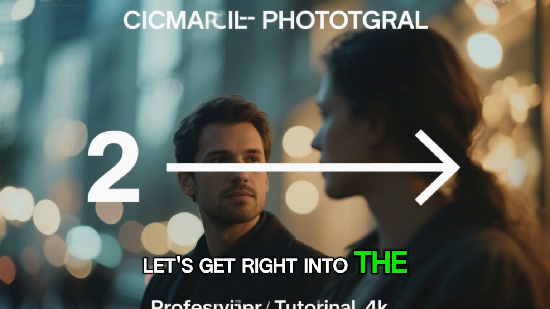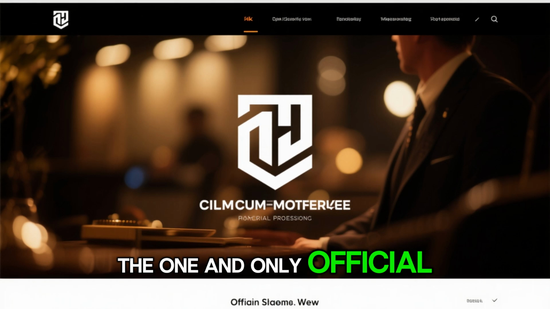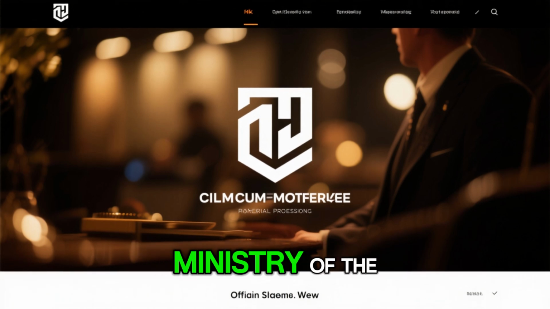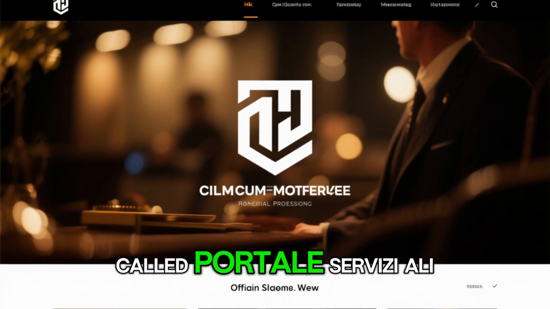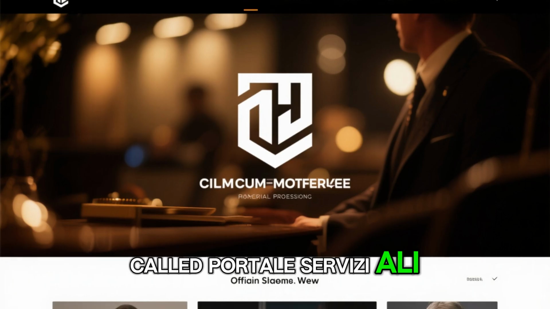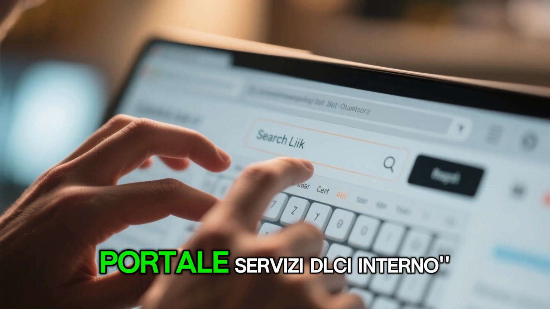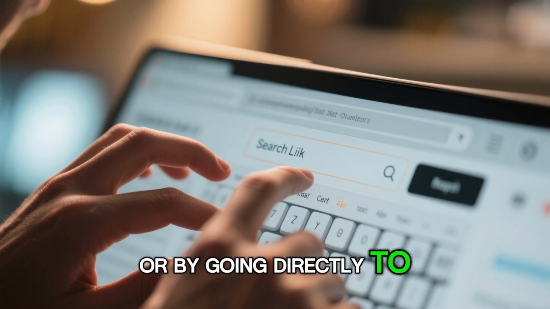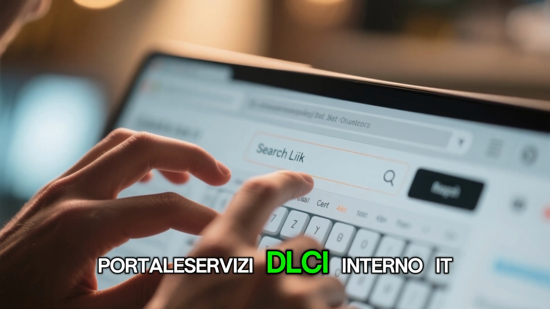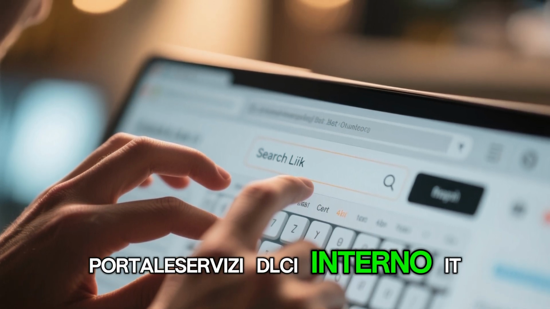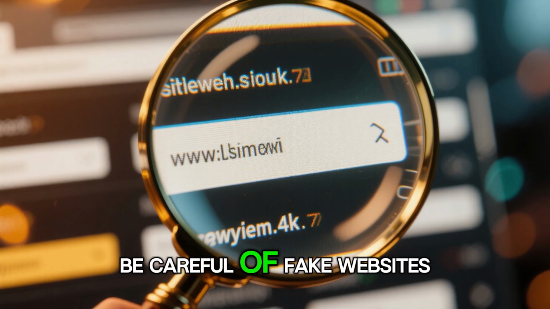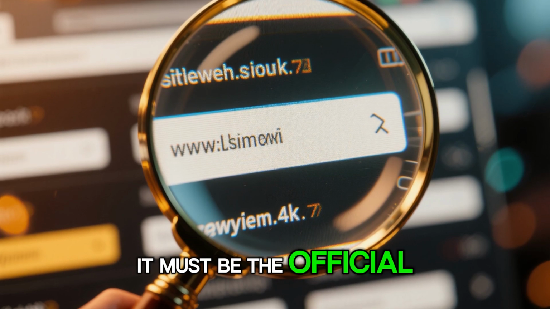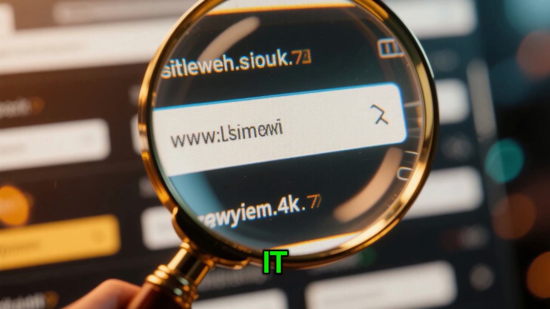Okay, let's get right into the tutorial. The one and only official website you need is the Ministry of the Interior's portal, called Portale Servizi ALI. You can find it by searching for Portale Servizi DLCI Interno, or by going directly to portaleservizi.dlci.interno.it. Be careful of fake websites. It must be the official one that ends in .it.